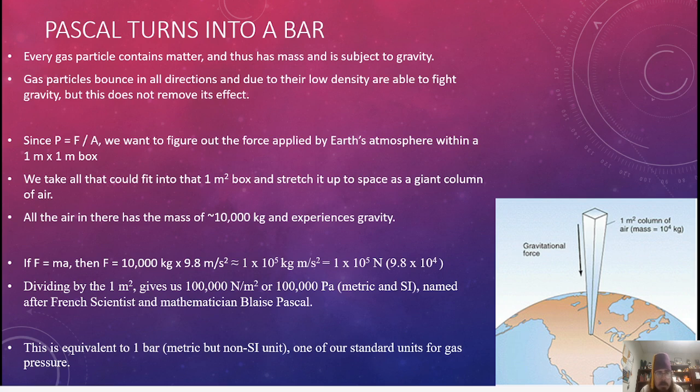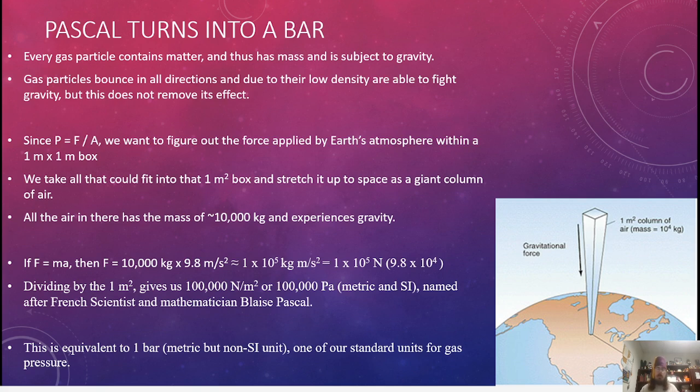Because pressure is defined as a force over an area, we want to figure out what force the Earth's atmosphere would apply over a specific area. So the specific area we're defining is an imaginary 1 by 1 meter box, 1 meter being the standard SI unit for distance. So a 1 meter by 1 meter box, and we stretch it all the way out until we reach no atmosphere. We imagine this box is filled with all the gas that would normally fill a box that reaches all the way into outer space.